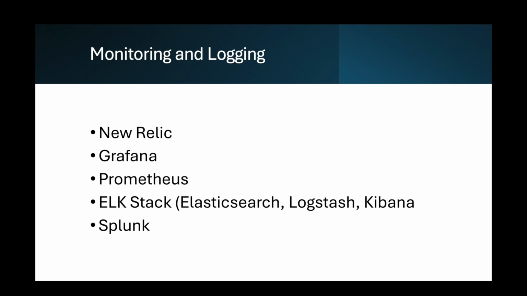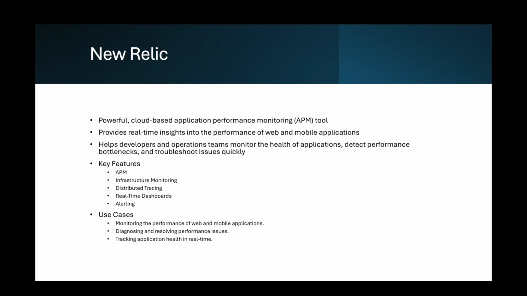In this particular video, we're going to look at some key monitoring and logging tools which include New Relic, Grafana, Prometheus, ELK stack, and Splunk. Let's jump into New Relic. New Relic is a powerful cloud-based application performance monitoring, or APM, tool that provides real-time insights into the performance of web and mobile applications. It helps developers and operations teams monitor the health of applications, detect performance bottlenecks, and troubleshoot issues quickly.